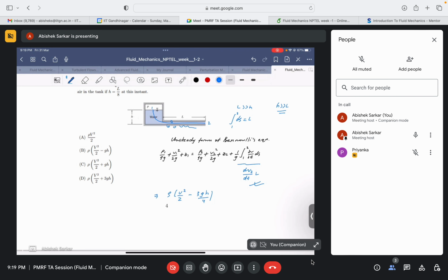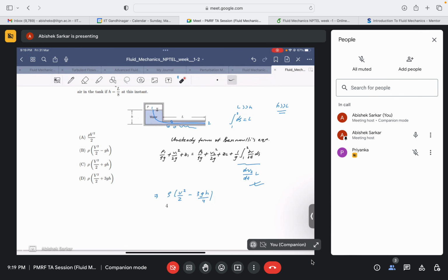Keeping that in mind, if I take the streamline in this manner and, given the assumption that L is much larger than H, we can take the length of the streamline to be equal to L. This is a very important assumption, because we are neglecting this part of the streamline. Why? Because you're taking L to be much larger than H. Is it clear? Yes, sir.